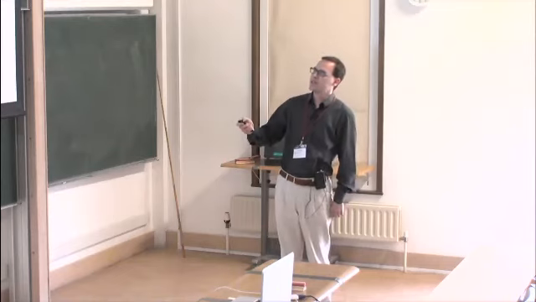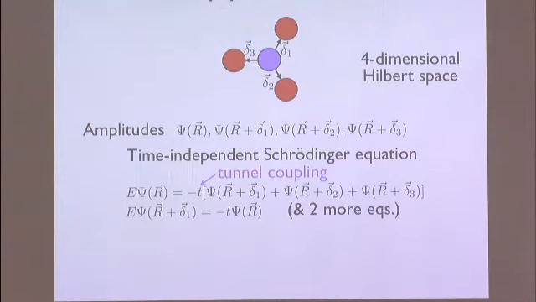So if I denote the central site by r, that's the position of the central site, then psi of r is supposed to be the complex wave amplitude for the central site. And likewise, there will be a wave amplitude up here, psi of r plus delta 1, psi of r plus delta 2, psi of r plus delta 3.